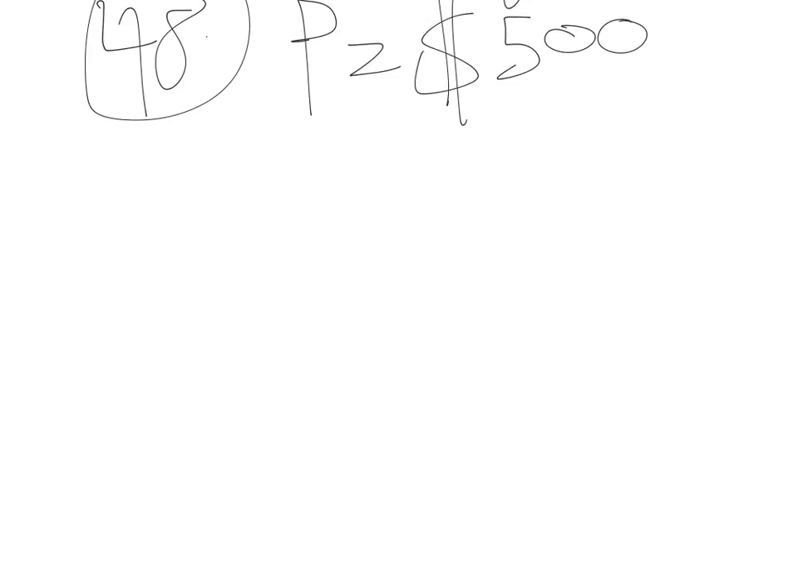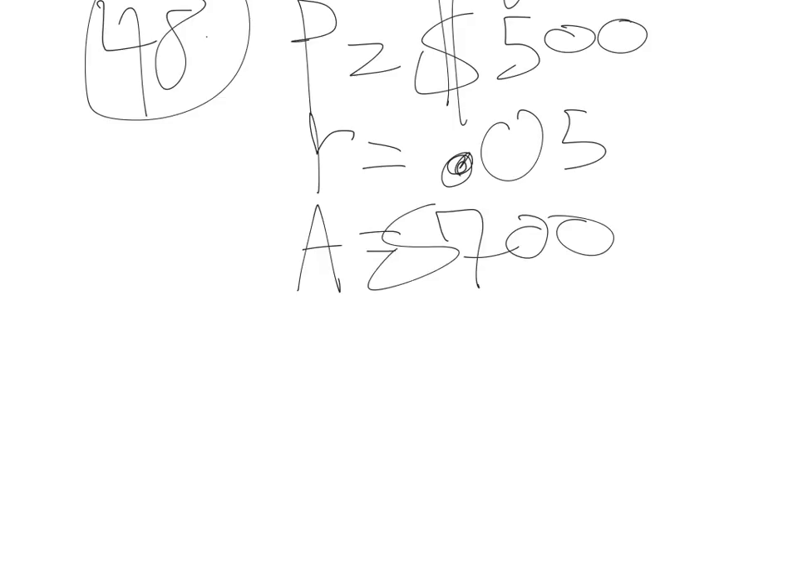So in 48, it says we have an investment of $500, or our principal is $500. Then it tells us we have a 5% interest rate, so R, and we're not going to use 5 here, we're going to use the decimal form, so 0.05. Says we're compounded continuously, and we need to figure out how long it's going to be until we get different amounts of money. On question 48, it says that we're waiting until our account, or A, has $700 in it.